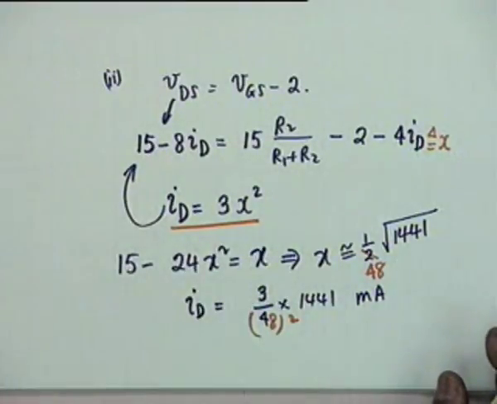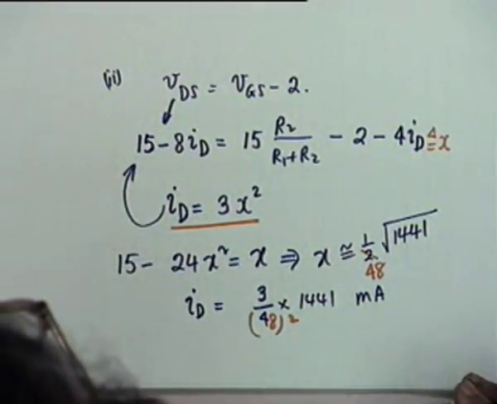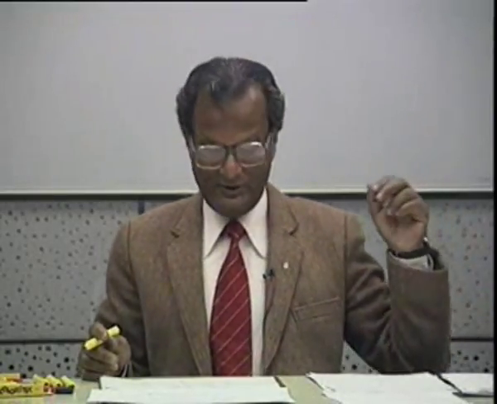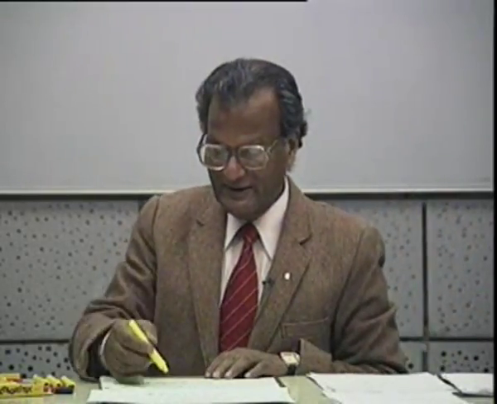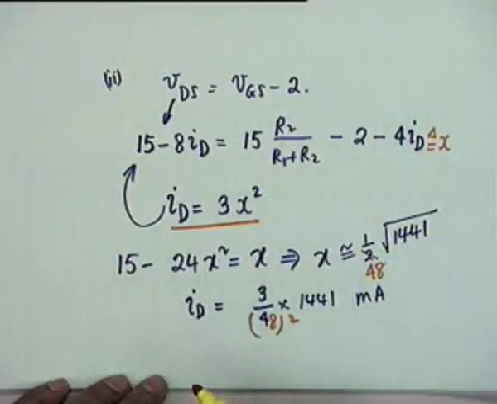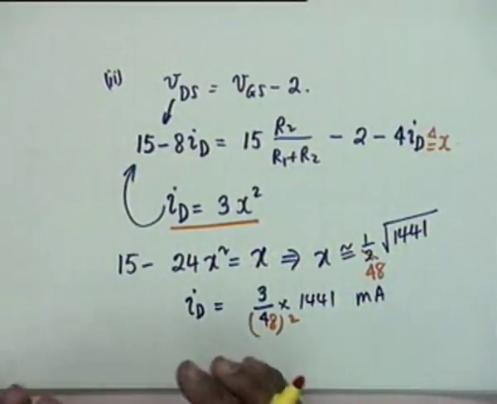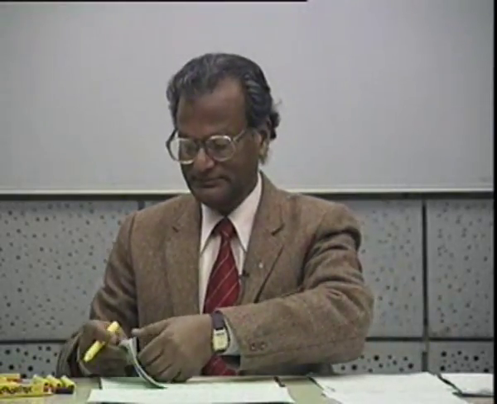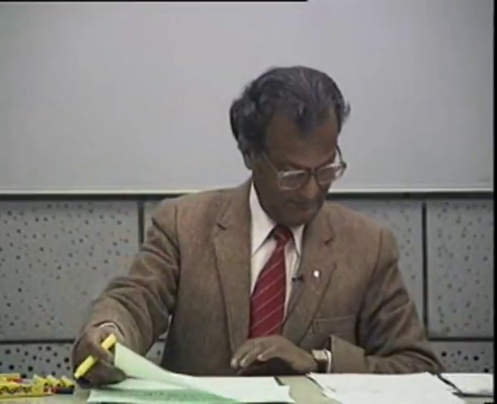Once we know ID, what else is to be found out? R1 and R2. If I know ID, then I know R2 by R1 plus R2, and R1 plus R2 is given as 100K, and therefore I can find out R1 and R2. My solutions I have not worked out.